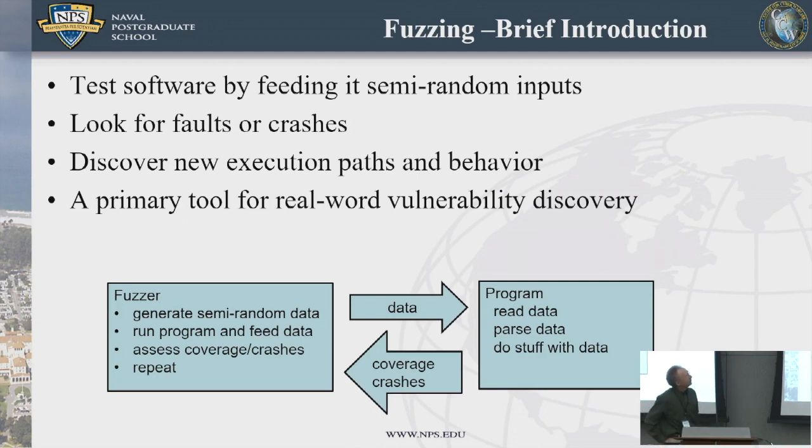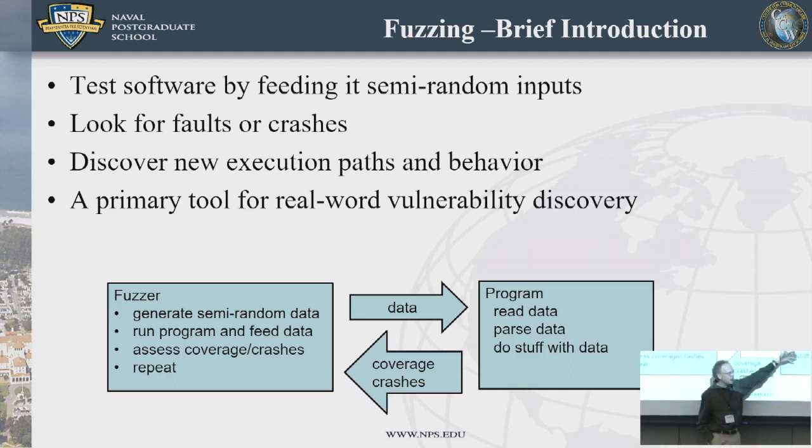So just a brief introduction to what it is. It's an extremely commonly used testing technique for software now, in which you essentially take semi-random data, feed it to the program, and see if the program breaks. So think about an arbitrary program. It's going to maybe read some data, parse the data, and do stuff with the data. So the idea is, if I misshape the data, or if the data isn't what's expected, is it going to somehow break the program in a way that might result in a vulnerability?